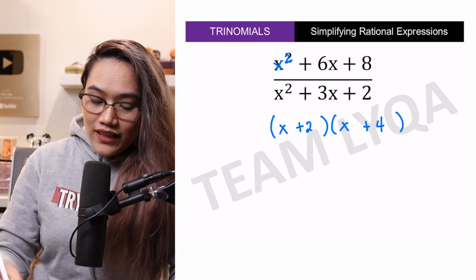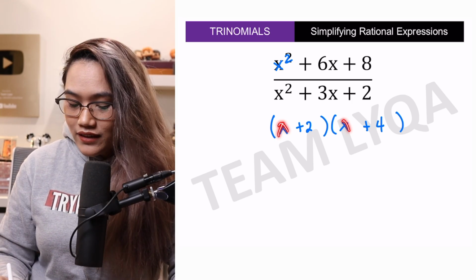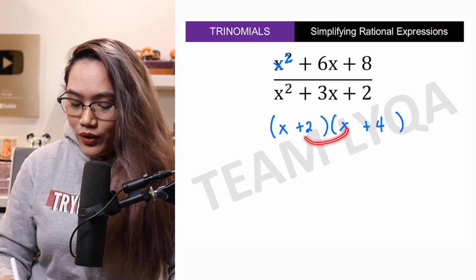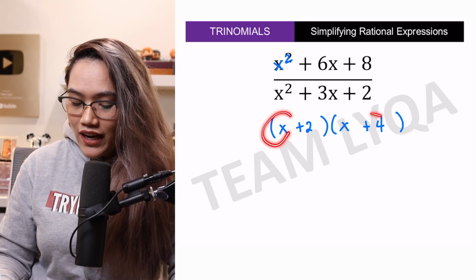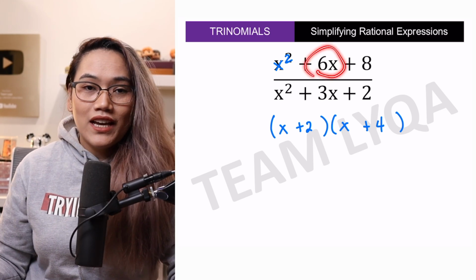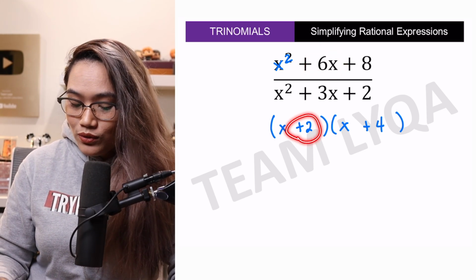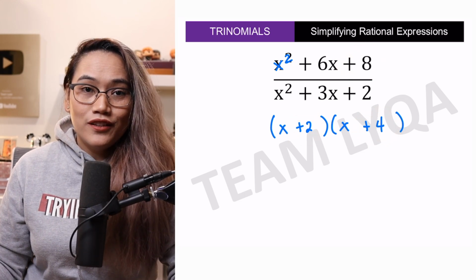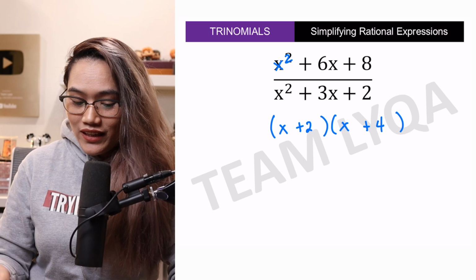Now, kung i-check natin yan, ang dalawang x, first is x squared, tama tayo doon. You have 2x inside and 4x outside. That is 4x plus 2x or 6x, tama tayo dyan. And then positive 2 times positive 4 is going to give us positive 8. So, tama na tayo doon sa itaas.